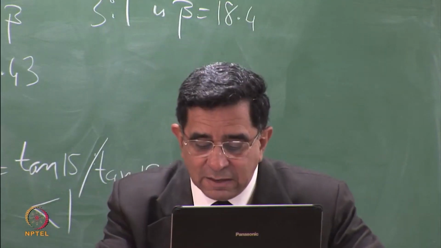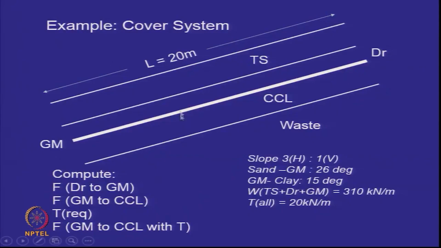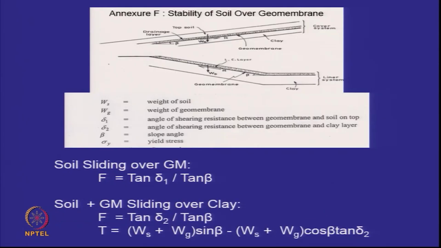So luckily for us, in this classroom problem, W is given to us. W is topsoil plus drainage layer plus geomembrane. It is 310 kilonewtons per meter. Okay? So can you go back to this formula? 310 sine beta minus 310 cos beta tan 15 degrees. Please give me the value of T.